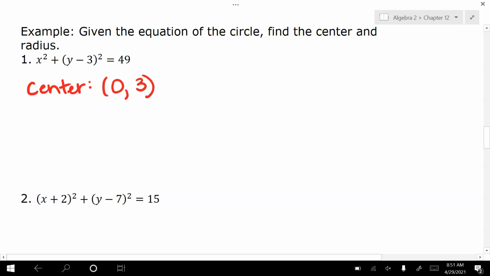Now to find the radius, you want to take the number on the end and square root it. So the number on the end is 49. So we're going to square root 49, which is 7.